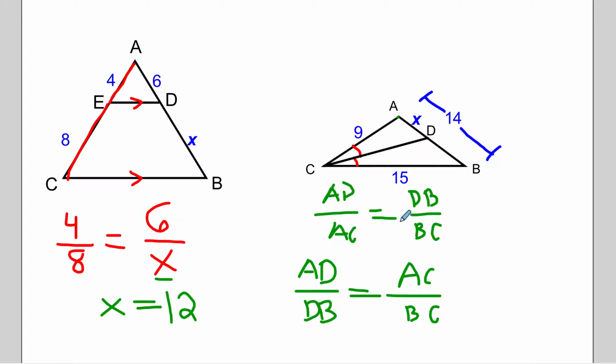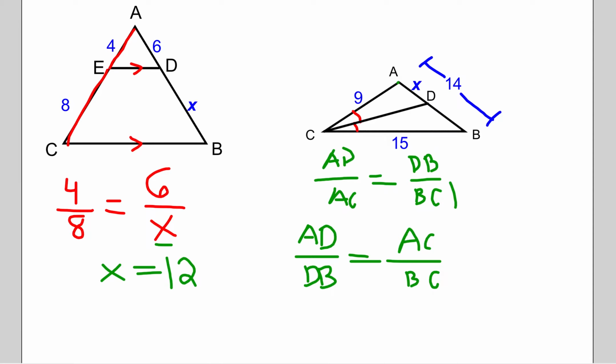Either way, I could plug in and solve for x. Which way would be easier? Well, it doesn't really matter. Both ways would have the same level of difficulty, but what we're going to do is just go ahead and do this first one. But if you want some extra practice, you could also plug into this proportion and cross multiply and solve just to double check that it worked.